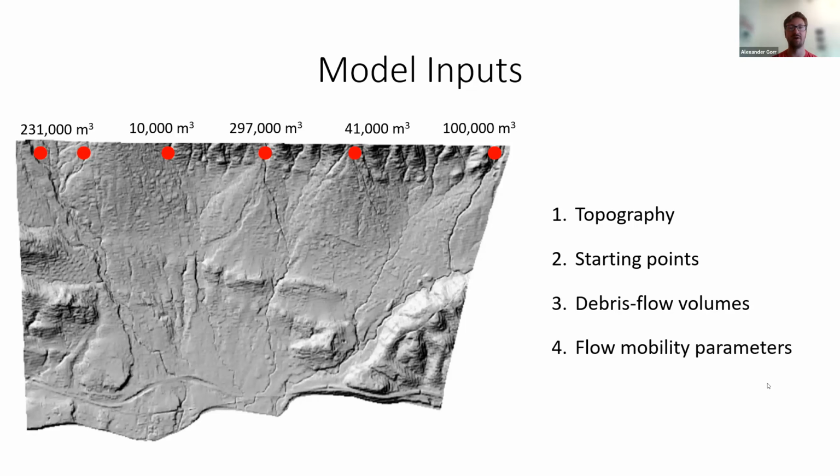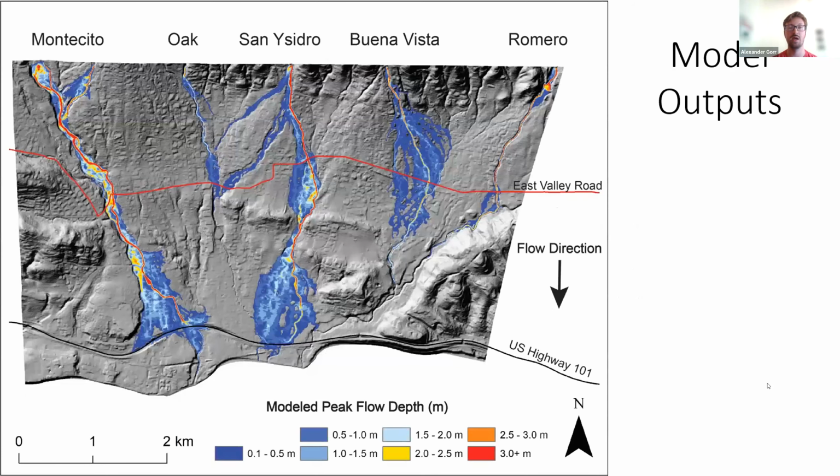And then finally, you need to provide the model with 2 flow mobility parameters that need to be calibrated to the site. We're working on a framework so that these are already constrained and the model can be used in a predictive sense. But at this point, you still need to calibrate to a local example before applying it in a predictive sense. Given that information, ProDF outputs 2 primary pieces of information, the first being the extent of inundation.